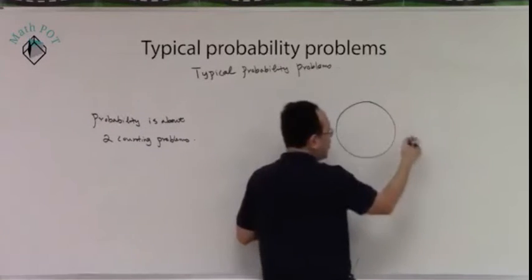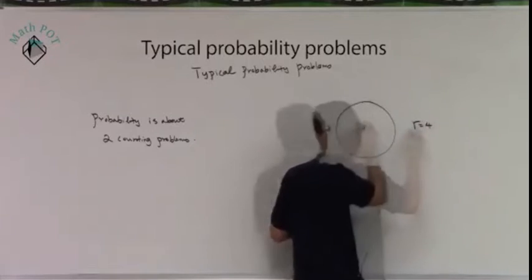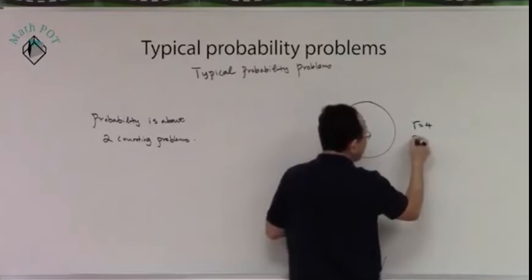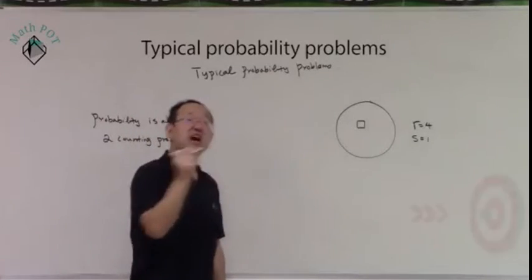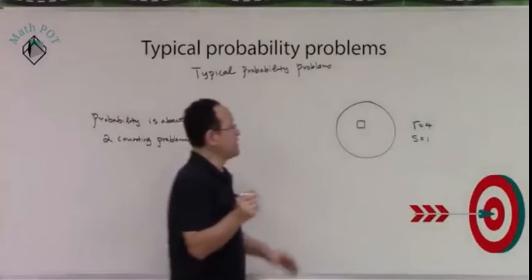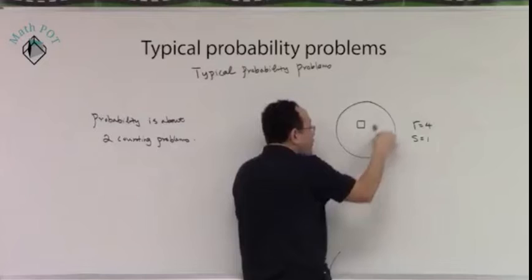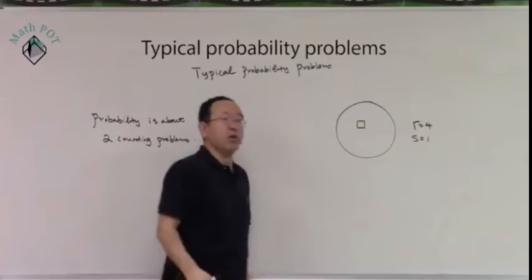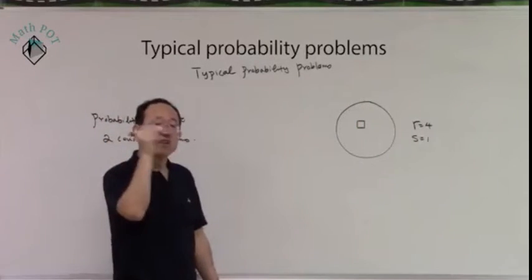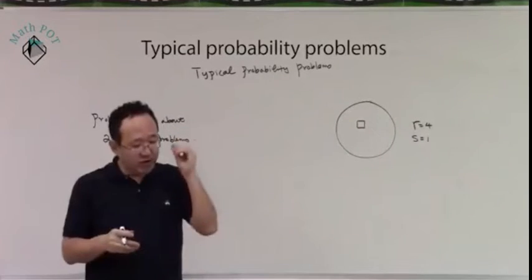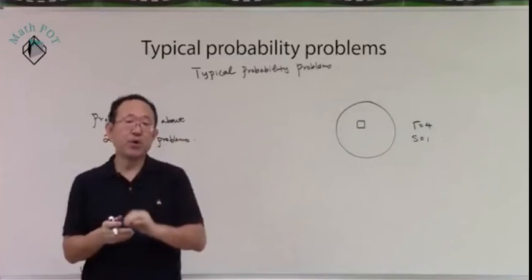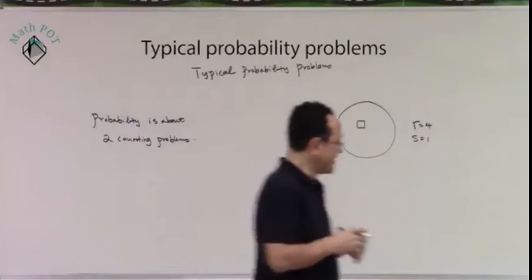So simple, we have a circle. The radius is 4. We have a small square, with side length equal to 1. So imagine I throw a dart at random. Given the whole field inside this circle, what is the probability the dart hits this square? That is a very typical geometric probability problem. Let's see how to solve this one.